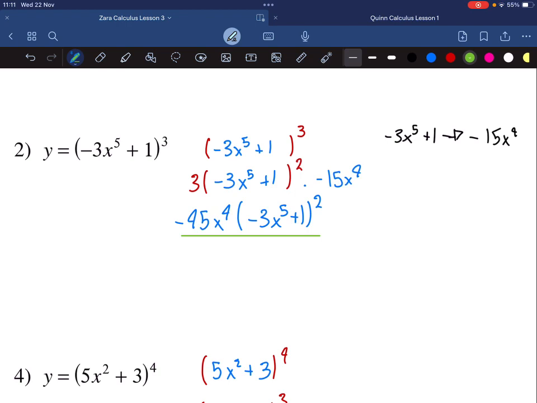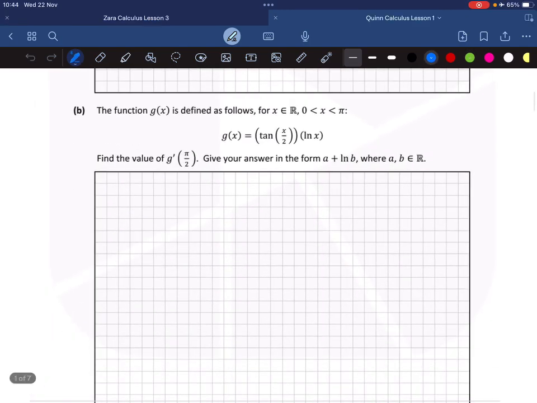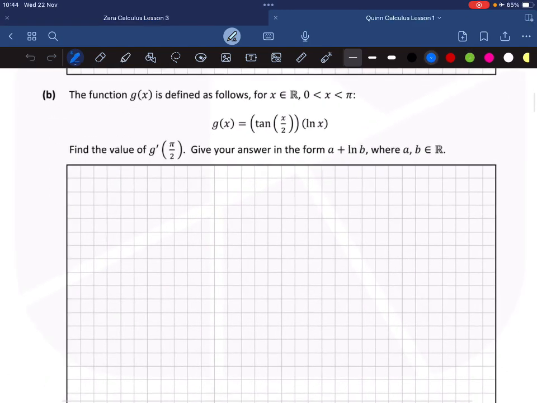But yeah, so if you can see here, here's a trig function that involves a chain rule. It says the function g of x is defined as follows for x being a real number between 0 and pi. So x is just going to be some number bigger than 0 and less than pi, so 3.1415, yada yada yada, keeps going. Not overly necessary though. So how do we differentiate this?